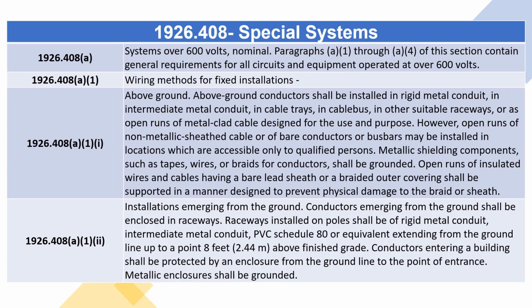1926.408, A. Systems over 600 volts, nominal. Paragraphs A1 through A4 of this section contain general requirements for all circuits and equipment operated at over 600 volts.